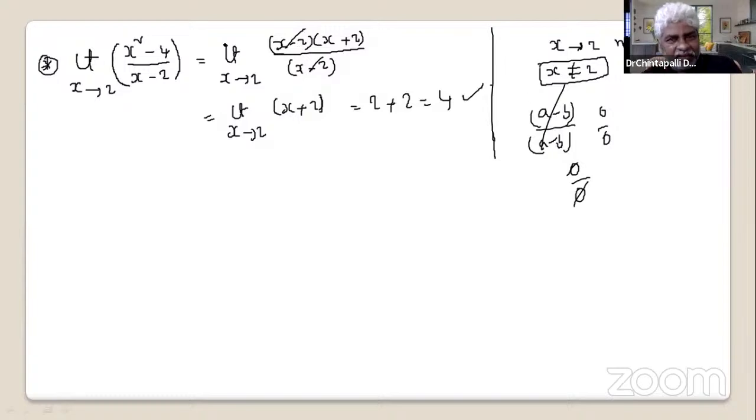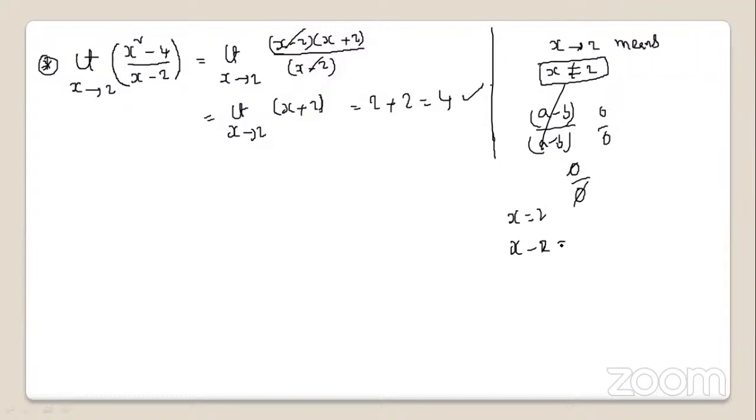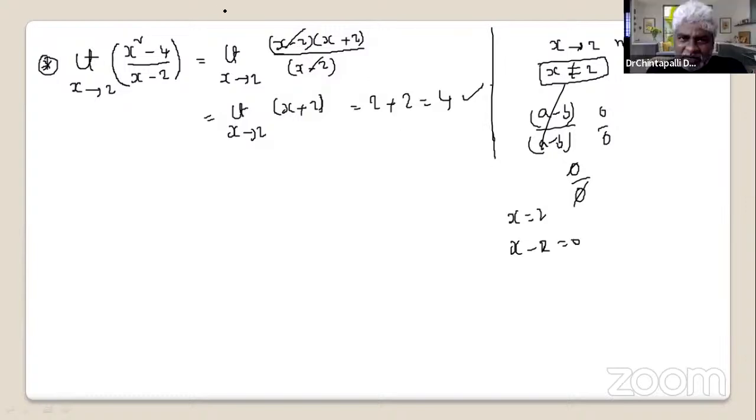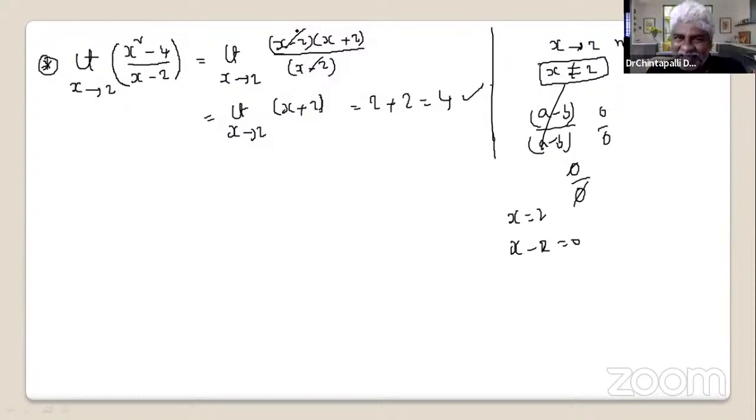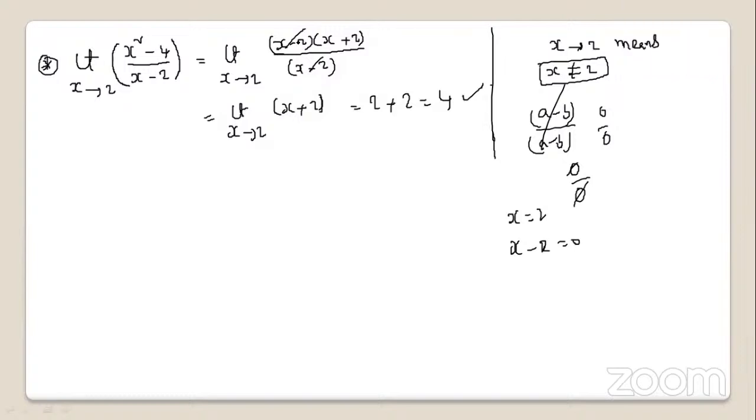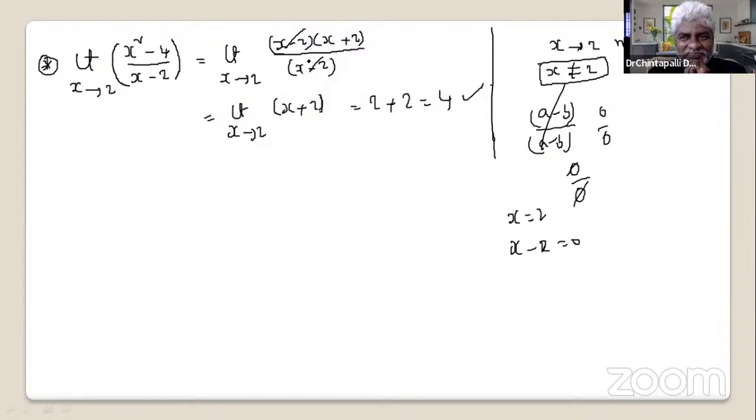Think clearly. When x is equal to 2, what is x minus 2? 0, sir. That means it is 0. Here this x minus 2 is 0, right? Yes, sir. Is it correct to cancel these two values now? Answer now. No, sir. Then why is this solution correct?